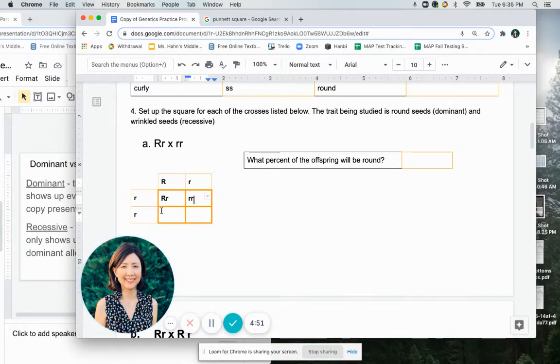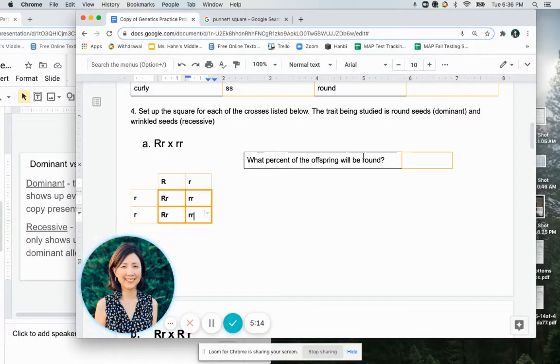Or this parent could give a big R again. This parent could give a little r. Or each parent could give a little r. So those are the 4 possible combinations. And if you look, half of the possibilities are going to be little r, little r, and half are going to be big R, little r.